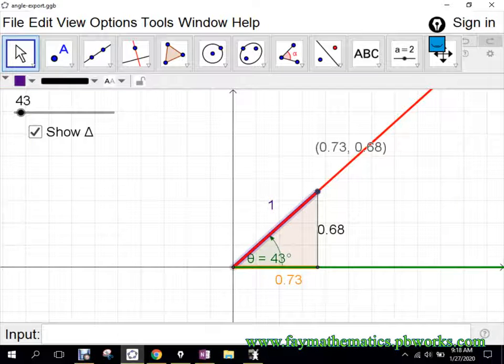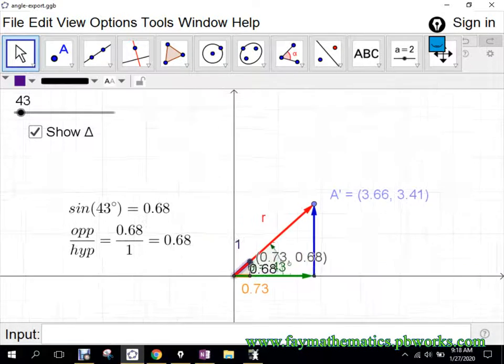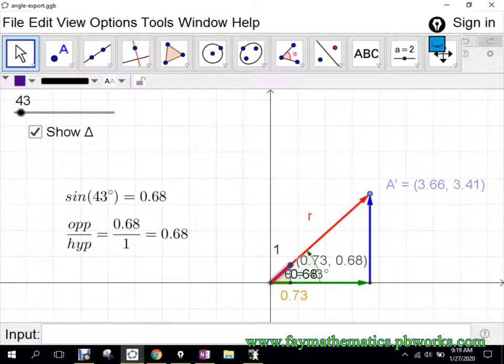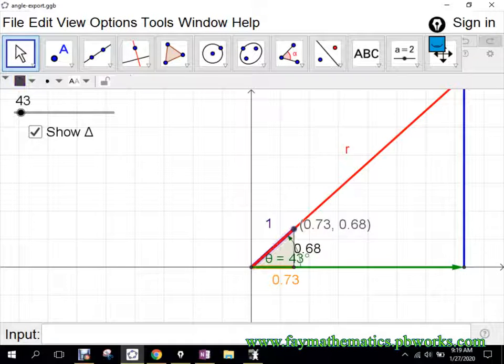Okay. This ordered pair is now 0.73, comma 0.68. Does that make sense? Does that hold true to what our sine was, the opposite side divided by the hypotenuse, right? But when the hypotenuse is 1, don't we see that the sine value is just the same thing as your y value? That make sense, everybody?